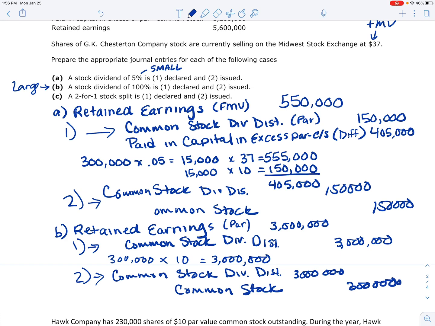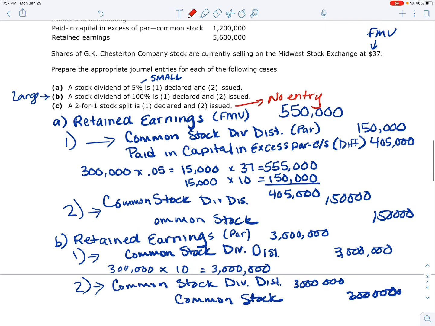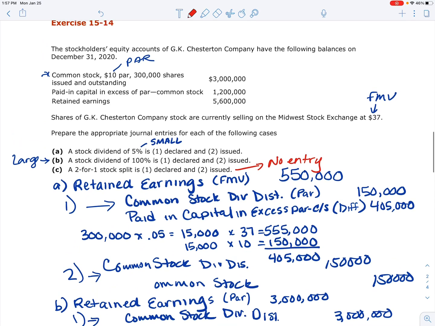One more zero. What about that 2-for-1 stock split? Remember, there's no journal entry. So in your homework, you're just going to put no entry. But remember what happens for that 2-for-1 stock split. This would be changed to $5. This is now 600,000 shares, but the amount is going to stay the same.